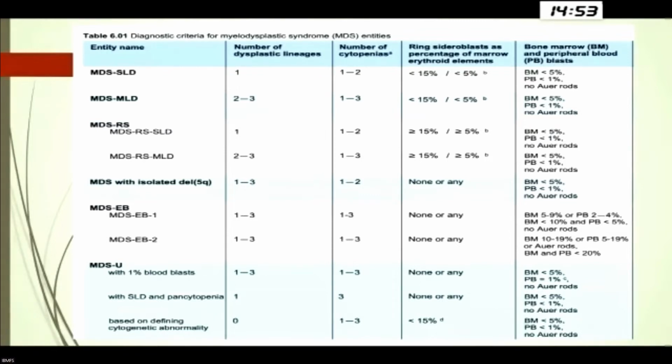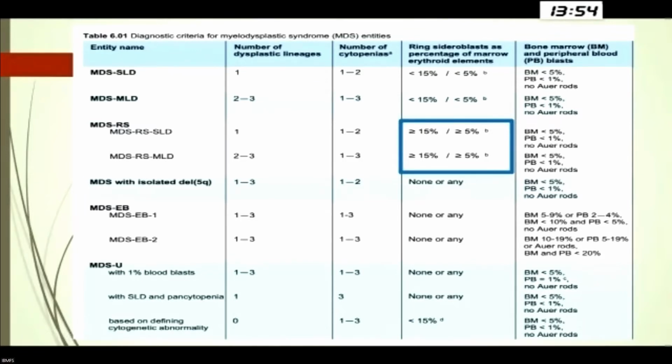So this is the current diagnostic classification of MDS as per the revised WHO. It classifies MDS as MDS with single lineage dysplasia, MDS with multilineage dysplasia, that means dysplasia affecting 2 or 3 lineages, MDS with ring sideroblasts, MDS with isolated deletion 5q, MDS with excess blasts 1, which is characterized by 5 to 9% blasts in the bone marrow or 2 to 4% blasts in the peripheral blood, and MDS with excess blasts 2, which is characterized by 10 to 19% blasts in the bone marrow or 5 to 19% blasts in the peripheral blood, or as I mentioned, even a single blast with an Auer rod with a total blast count of less than 20% would put the patient in the diagnosis of MDS with excess blasts 2. And the remaining MDS type is MDS unclassifiable.